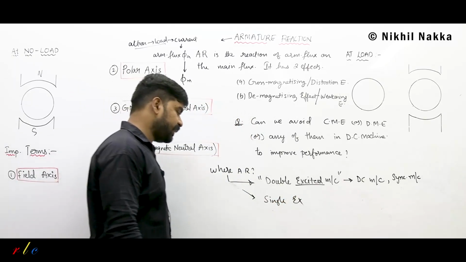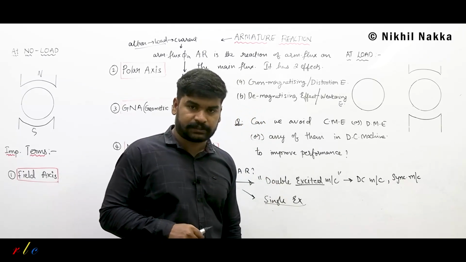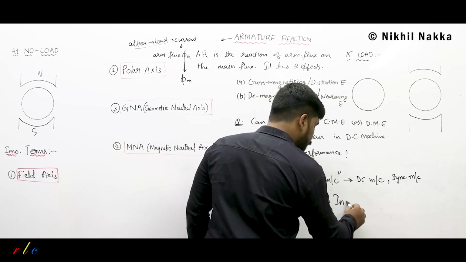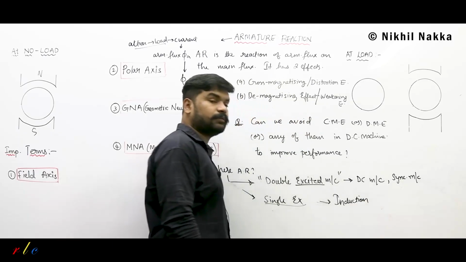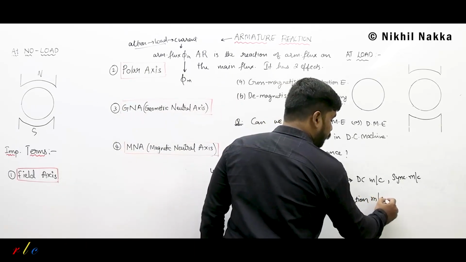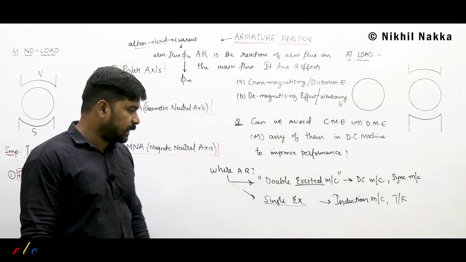What do you mean by single excited machine? It means you have only one source of excitation for magnetic flux. For example, all induction machines, induction motors, everywhere you have single excited machines. And then another very important electrical device is a transformer. So a transformer is also a single excited machine.